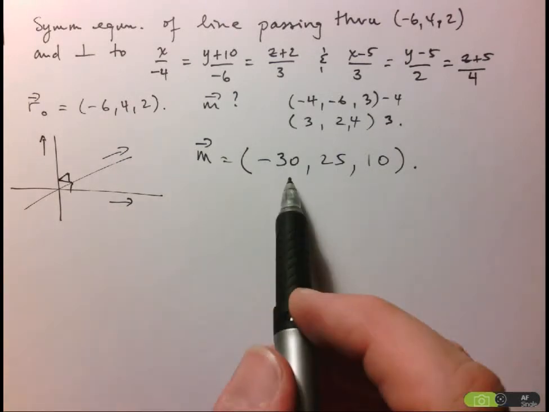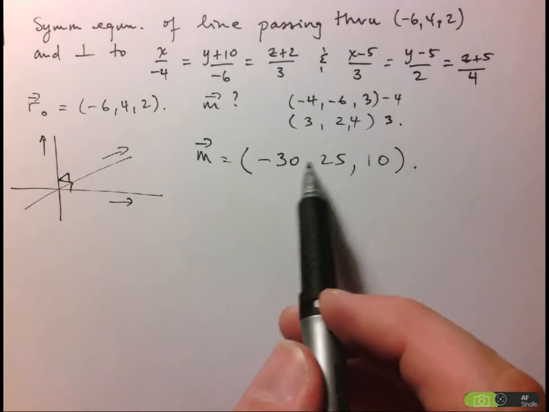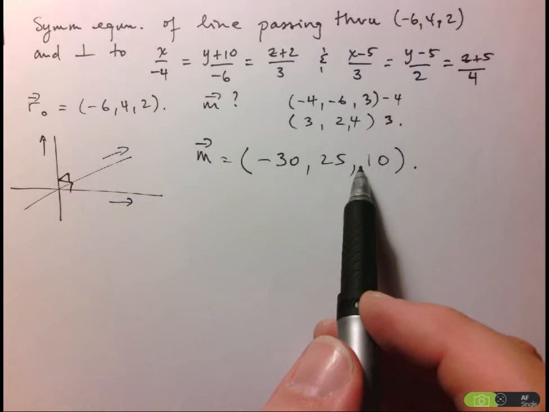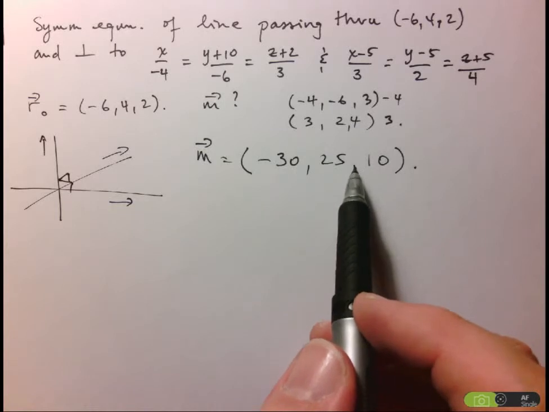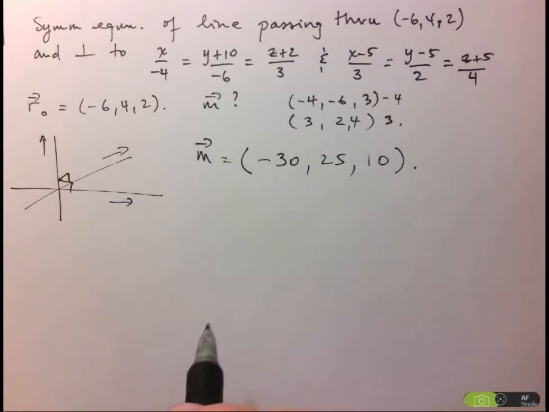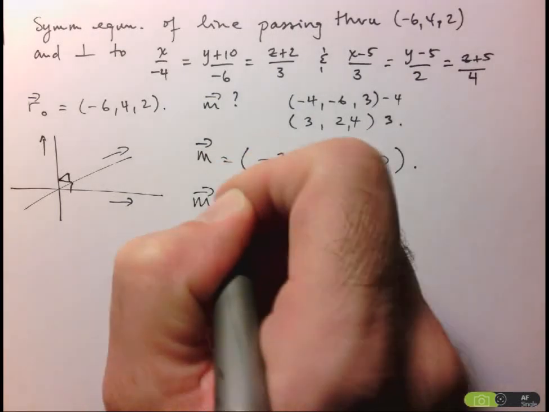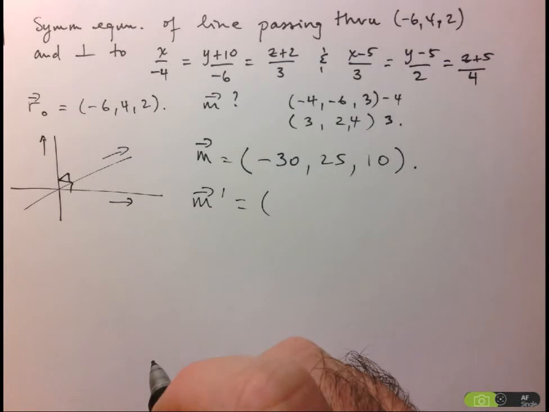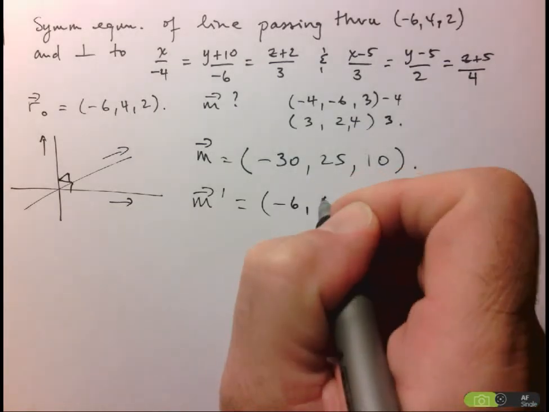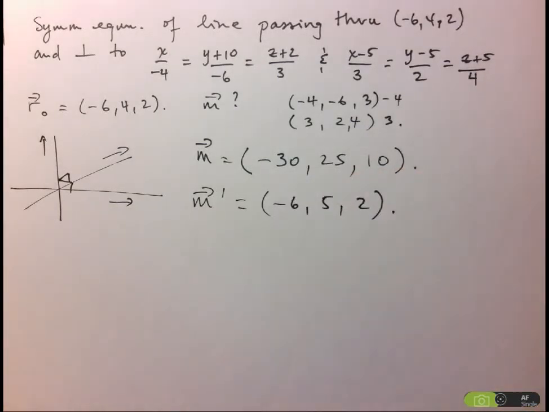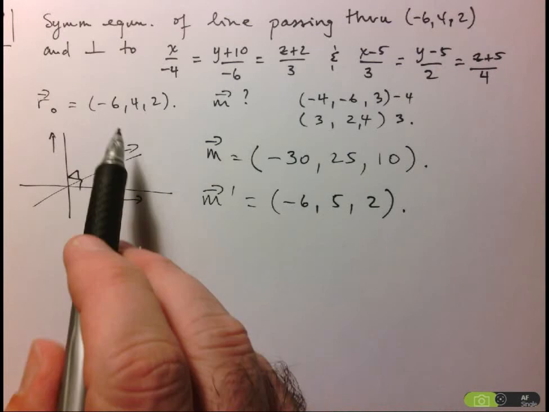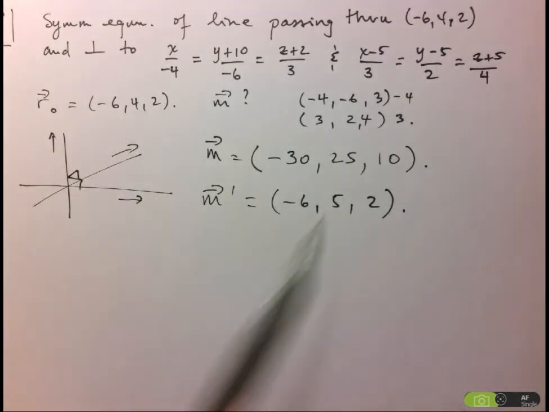Hopefully you're starting to notice that this is all divisible by 5, and it will be much easier to work with a reduced direction vector. I want you to get used to doing that. So the direction vector I want you to use would be this one divided by 5, so here, -6, 5, 2. You don't have to use this one, but it's certainly preferable. Now we've got a given point on the line, and we have a direction vector.